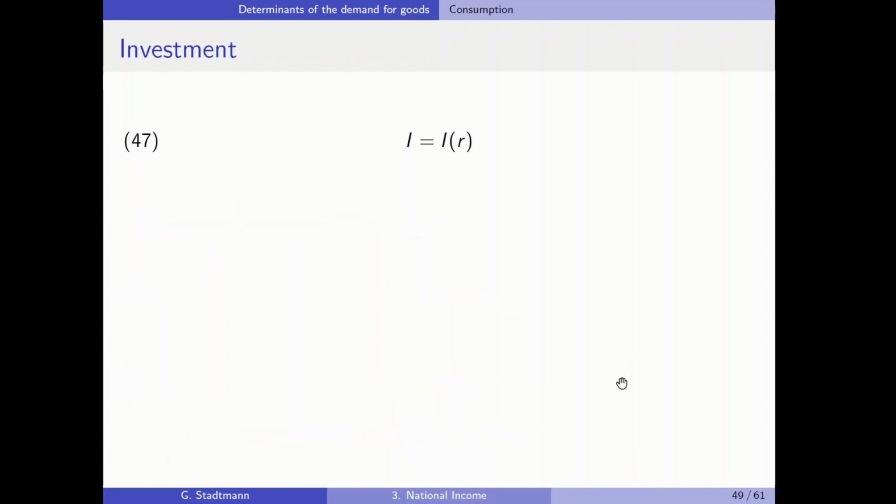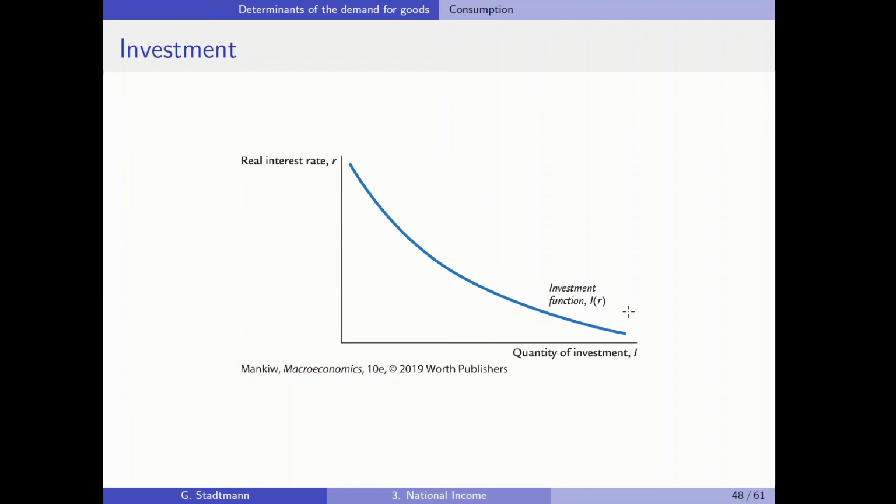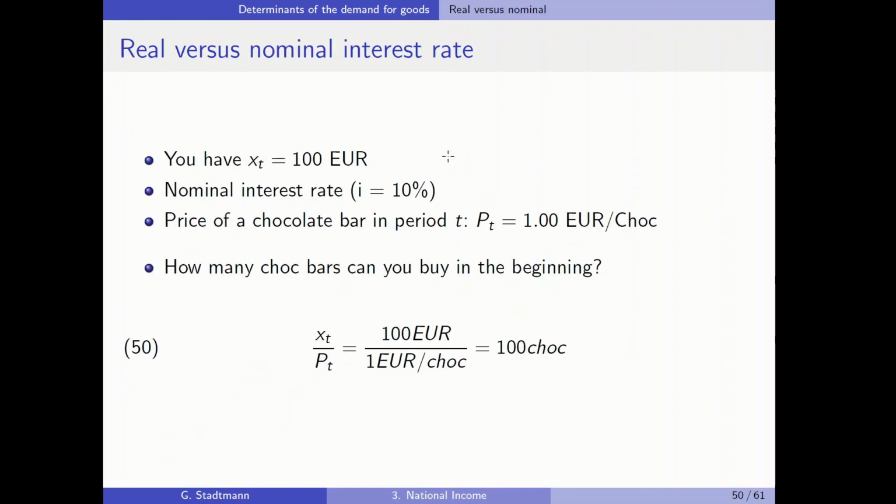That's all with respect to this investment function, but we have to clarify what is a real interest rate. So I would like to come up with the following numerical example to highlight the difference between the real interest rate and the nominal interest rate. Let's assume that you have xt equal to 100 euros. The nominal interest rate, which you get in the financial market, is equal to 10%, and the price of a chocolate bar in period t is equal to 1 euro per chocolate bar.